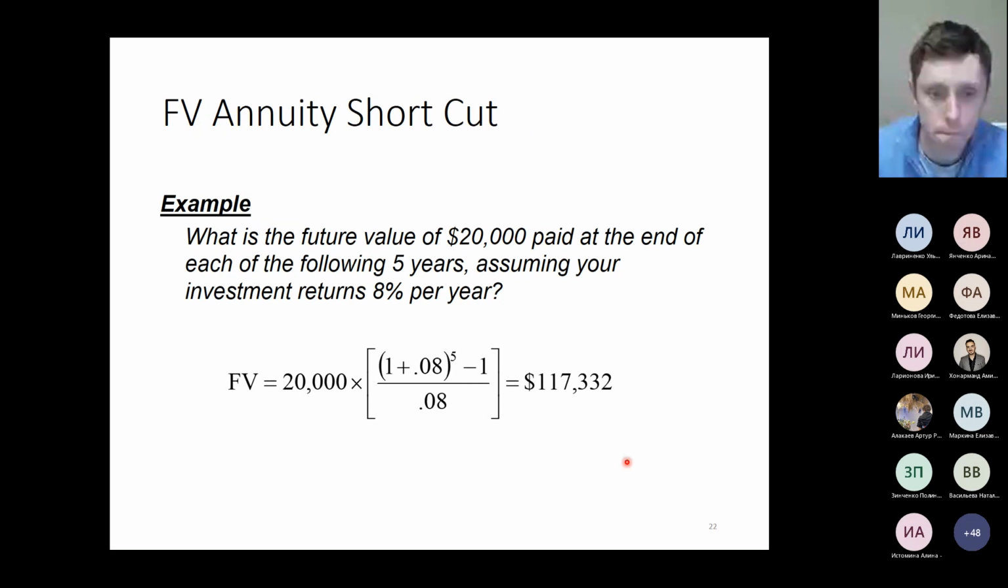This is the example. What is the future value of 20,000 paid at the end of each year for 5 years if your investment returned 8% per year? If we would just multiply it by 5, we would have 100,000. But 17,342 is the extra interest that we earned on this money.